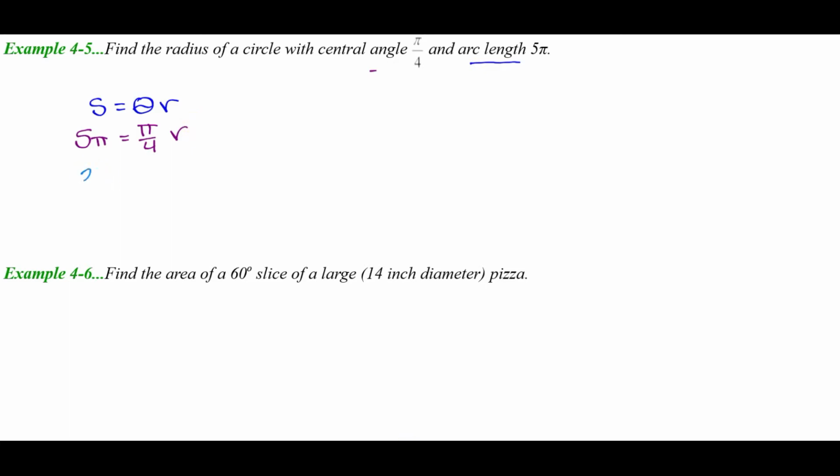Then multiply both sides by 4. We get 20 pi equals pi times r. Dividing both sides by pi, we get r equals 20.